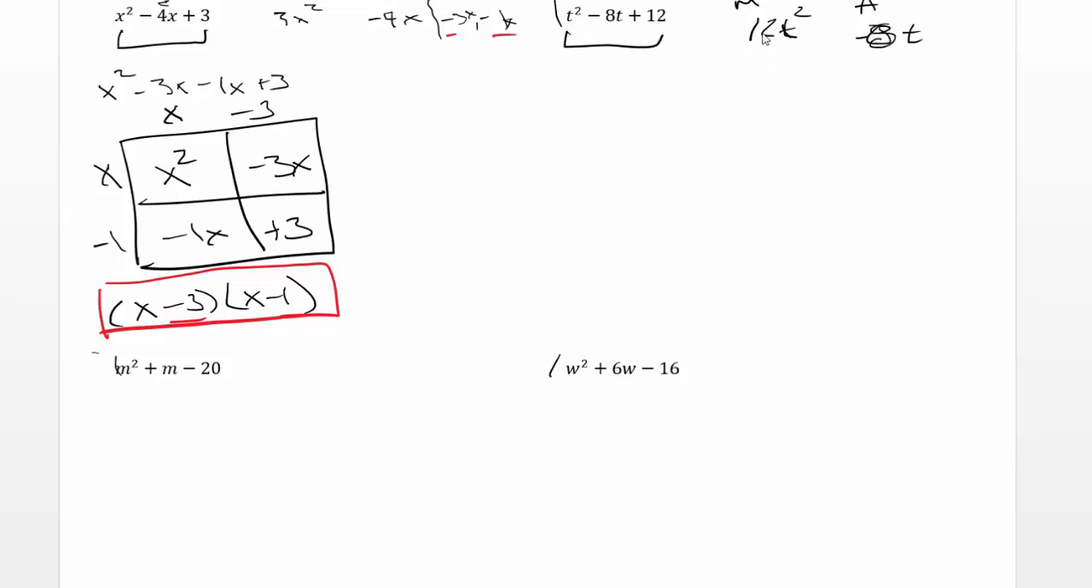Well, let's see, 12 and 1 multiply to 12, they don't add to minus 8. 6 and 2, if both were negative, minus 6 and minus 2 would add to minus 8. So I think our answer is minus 6t and minus 2t. Our shortcut, the pattern that we noticed, tells us that this should factor into two groups multiplied together without needing a box or anything. They each are going to have a t, and then the numbers to fill in are going to be minus 6, minus 2.